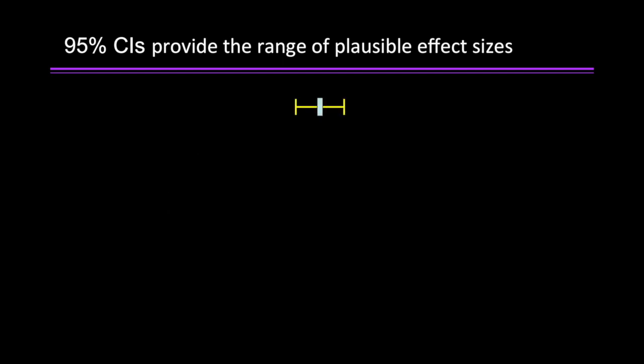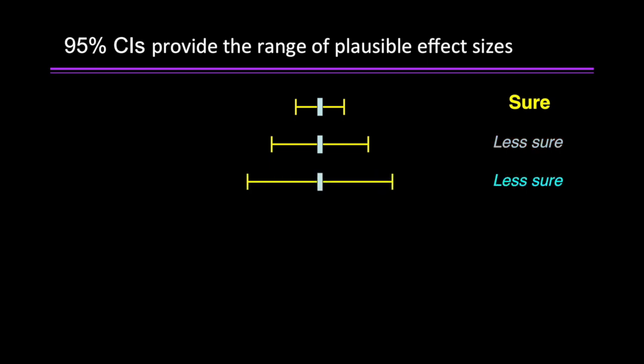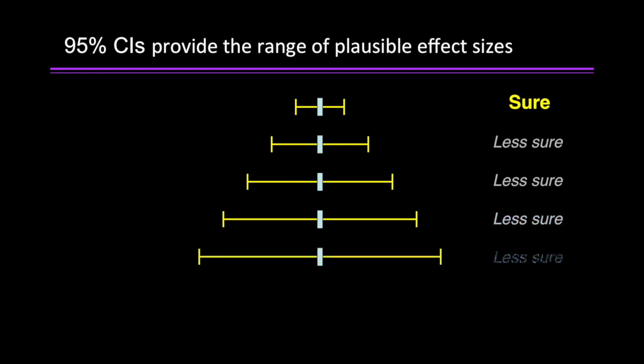CIs also speak to how sure we are about the effect size. Look at that confidence interval. It's pretty tight. We're sure where the effect size is. Now, if the confidence interval is a little longer, we're a little less sure. Longer still, we're even less sure. And the longer it gets, the less sure we are where the effect size is, until we're totally unsure.